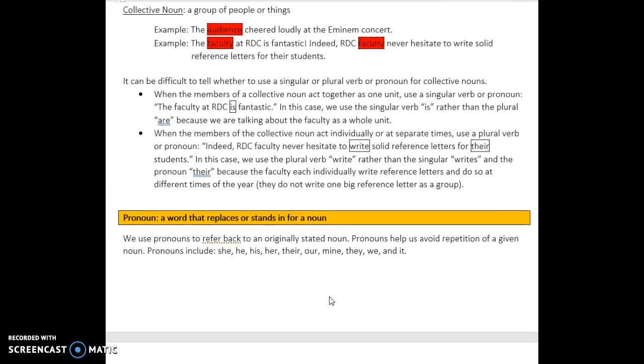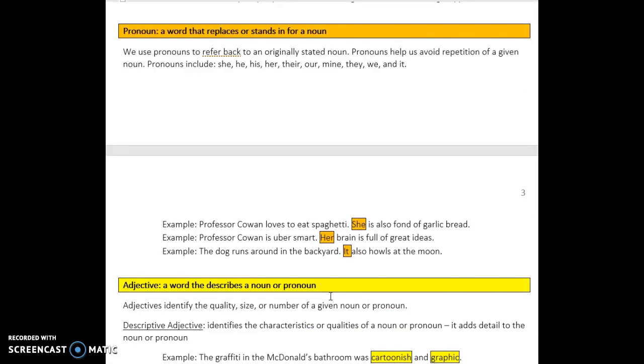Let's move on to pronouns. A pronoun is a word that replaces or stands in for a noun. And we use pronouns to refer back to an originally stated noun. Pronouns thus help us avoid repetition of given nouns. And pronouns can include she, he, his, her, their, our, mine, they, we, and it.